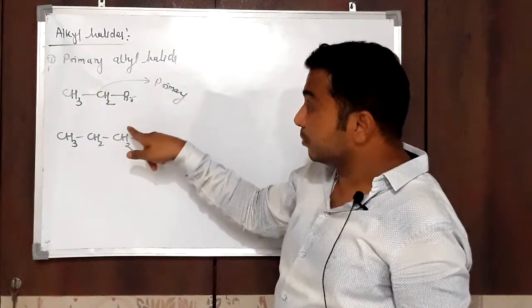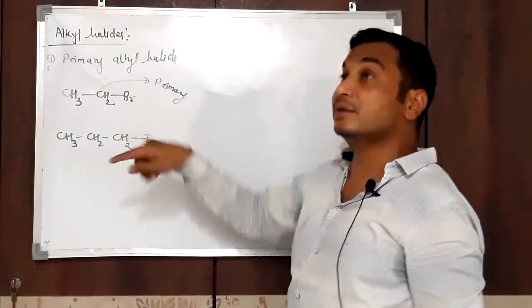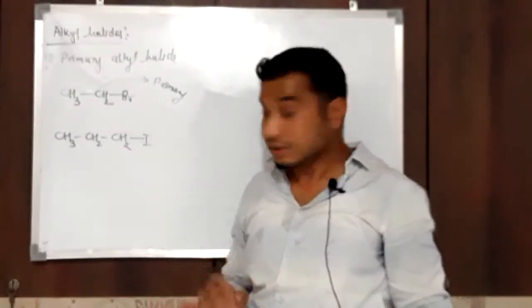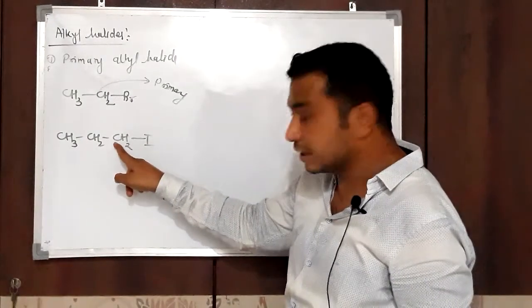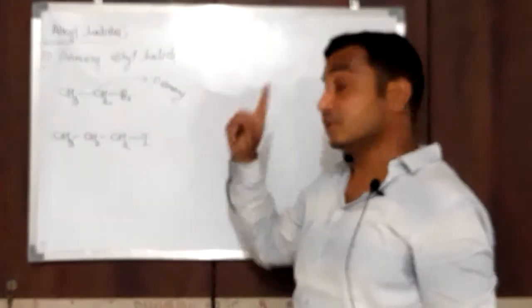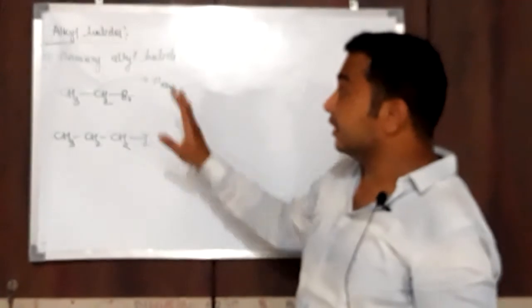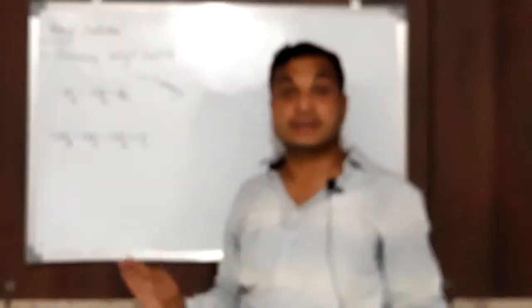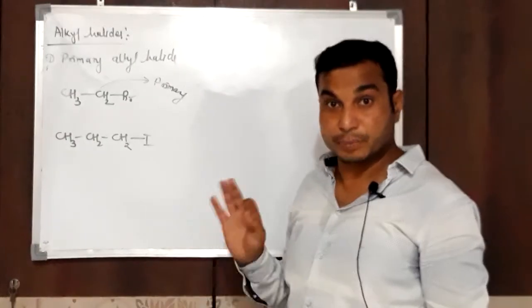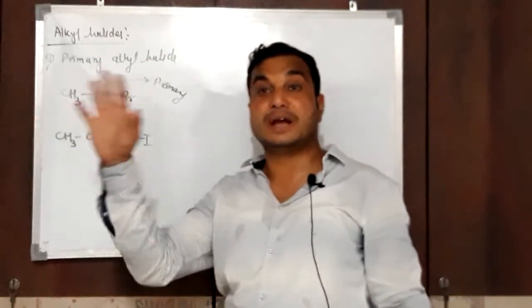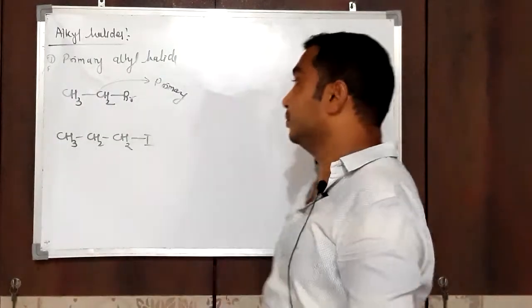So in this alkyl halide, the halogen atom is attached to a primary carbon atom. Here also the halogen atom is attached to this carbon, and this carbon is primary. Therefore, this type of alkyl halide is called primary alkyl halide, because the halogen atom is attached to a primary carbon atom. That's why primary.